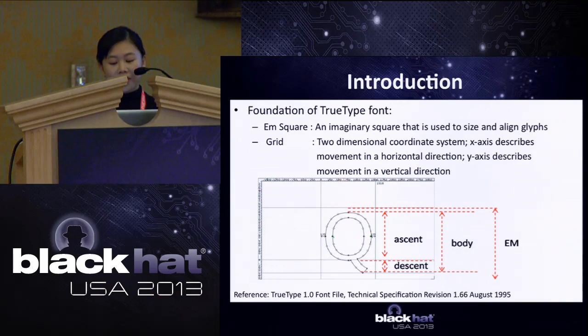In creating the glyph outlines, a type designer uses an imaginary square, which is called the M square. Typically, as shown in the picture in the slide, the M square encloses the capital Q. The grid is a two-dimensional coordinate system, where the x-axis describes movement in the horizontal direction, and the y-axis describes movement in the vertical direction.